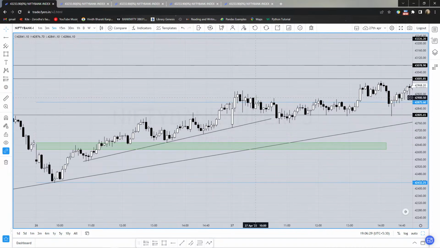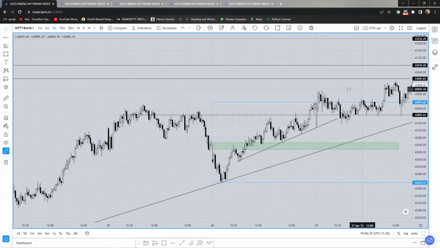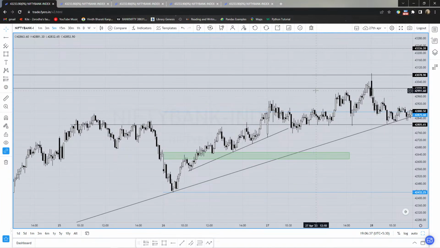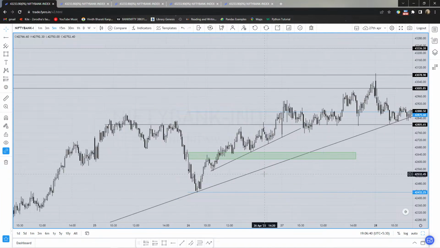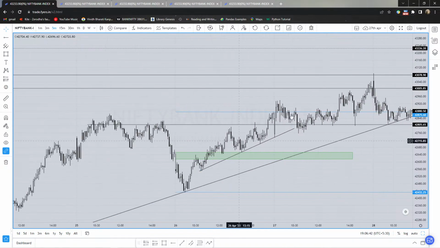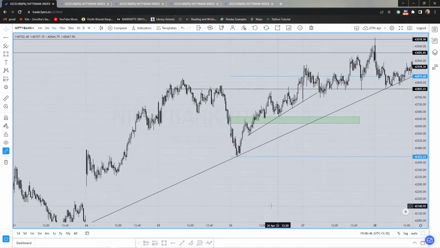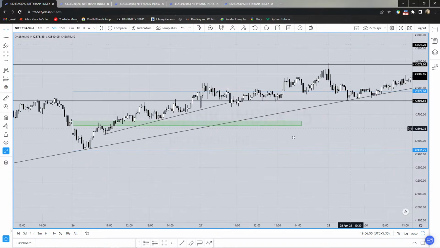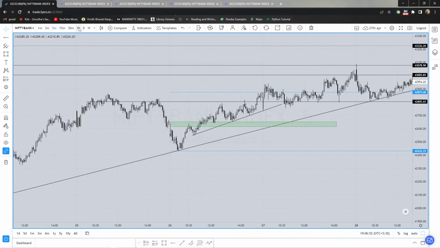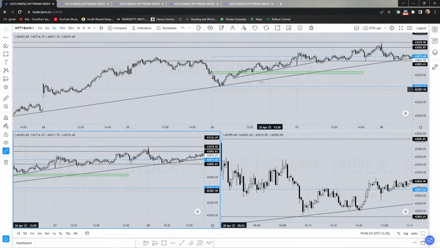Previous day's high and low, these are very important resistances above. Very important. This is 43,000. This is the trend line which we are watching out for. This is another big trend line which is coming from the bottom. Yeah, we're good to go. I guess I covered almost everything.